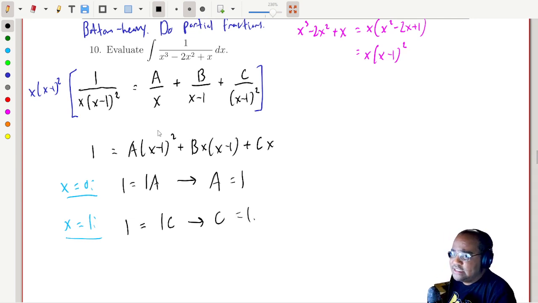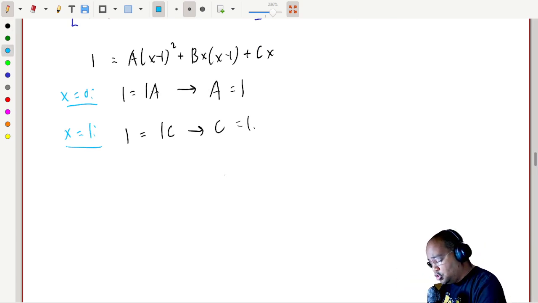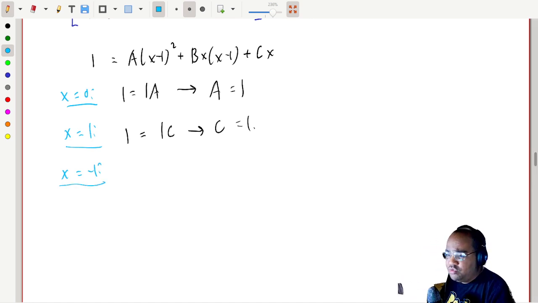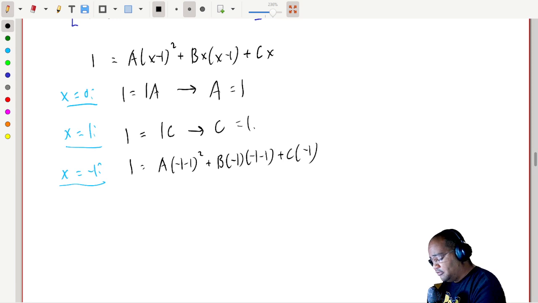Now you look at this and you might say, like I've probably said in the other video, I've run out of clever x values. This is where you can choose whatever you want. So I'm going to choose x equals negative 1. You could choose whatever other convenient value of x you like, maybe 2 even. But for x equals negative 1, we have 1 equals a times (negative 1 minus 1) squared plus b times negative 1 times (negative 1 minus 1) plus c times negative 1.